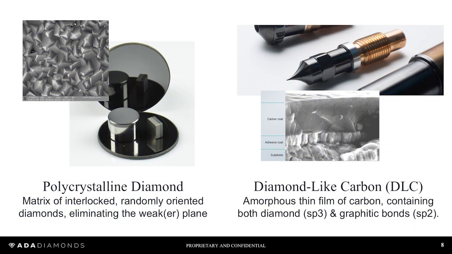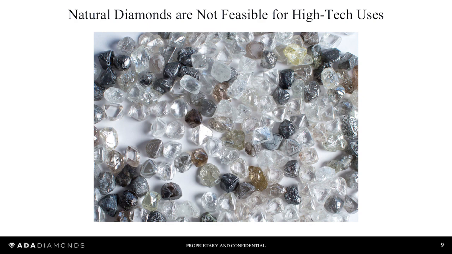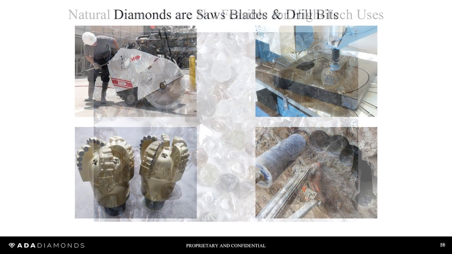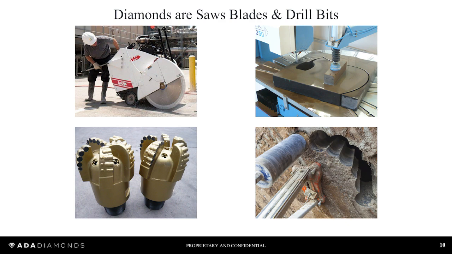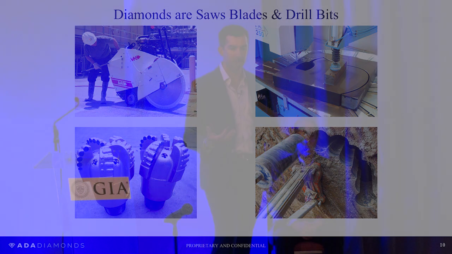The second is what I'll call diamond-like carbon, or DLC, or thin film diamond. This is an amorphous form of carbon that is deposited on a substrate material that can be metal, plastic, or glass that gives diamond-like properties to that substrate material. Before I jump into the examples, I do want to mention that for most of the examples I'm talking about, for a variety of reasons, availability, cost, quality, et cetera, it's not feasible to use natural diamonds for these use cases.